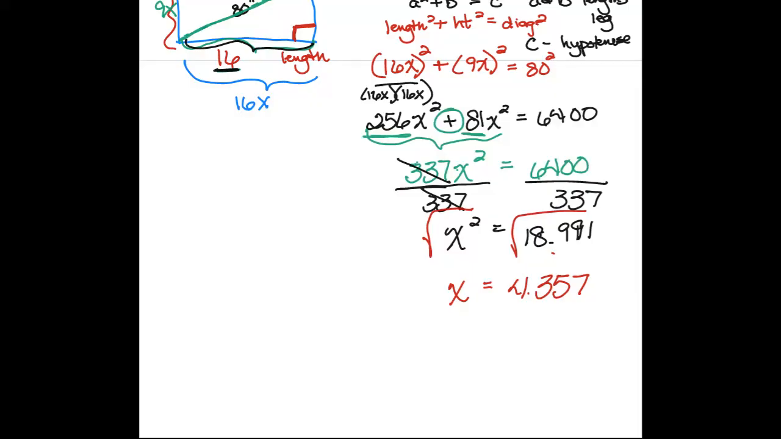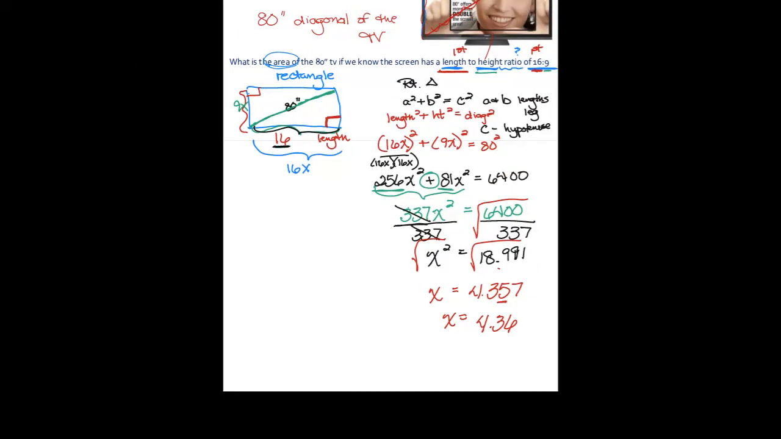Okay, so let's round it to the hundreds place. Well, really, I wanted you to take the square root of that, so you don't have to worry about that. But we do need a value for x. So rounding to the hundreds place, what is my final answer for x? 4.36.